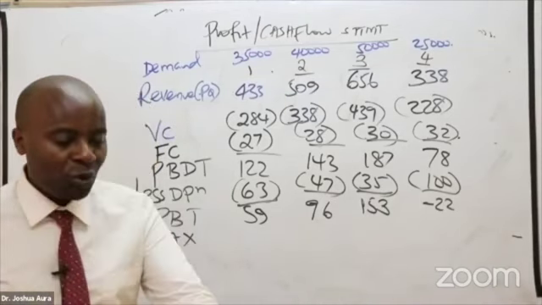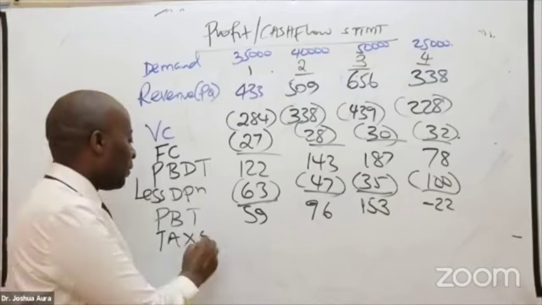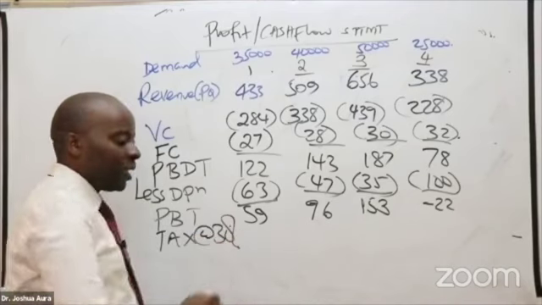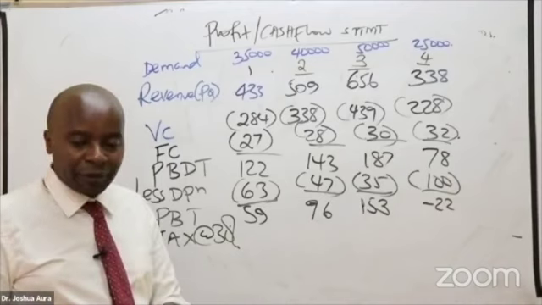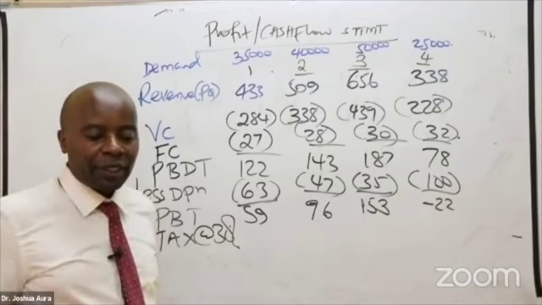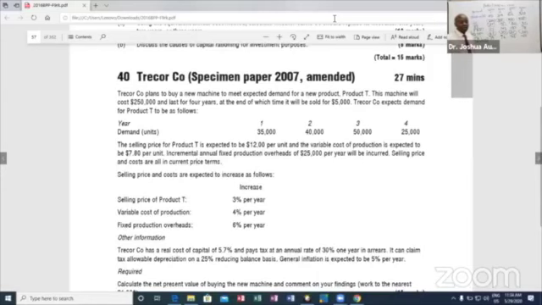If you could show them the question, the rate of tax given there is 30%. Are they able to see the question? The rate of taxation given there is 30%. So please give us the tax amount which you shall be paying.